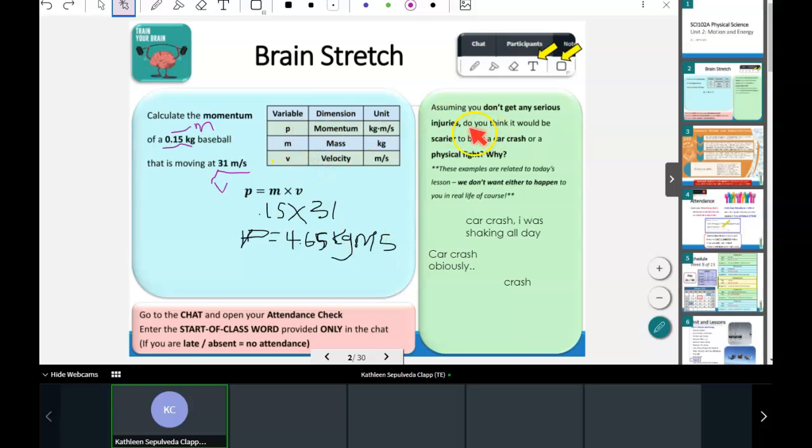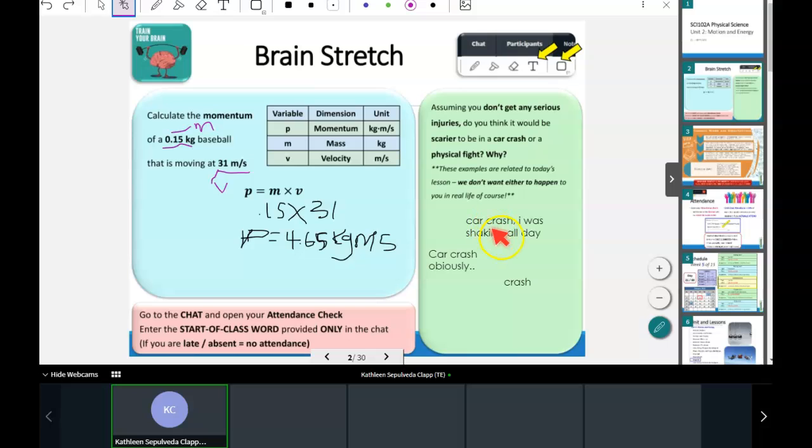So let's jump over to, now I don't know if I want to call this a social question, but it does have to relate to today's lesson. Obviously, I would never want to see anybody hurt in a car accident. It just frightens me. I don't want to see anybody in a physical fight either. So assuming you don't get any serious injuries, do you think it would be scarier to be in a car crash or a physical fight, and why? Again, these are examples related to today's lesson. We wouldn't want anybody hurt in any of these situations.